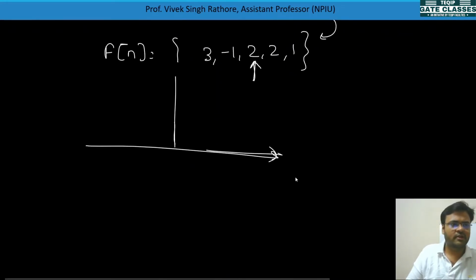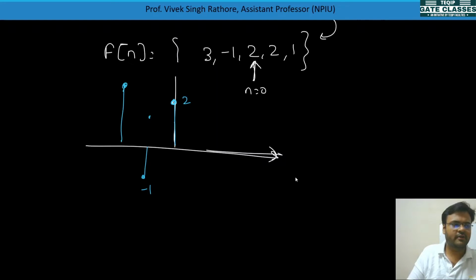So let's suppose this is actually n is equal to 0. For n is equal to 0, what value is there? We'll plot it from here. So n is equal to 0, the value is 2. For n is equal to -1, the value is -1, so I will take it as -1. And for n is equal to -2, the value is 3, so I will write it as 3. And for n is equal to 1, it is I think 2 only, so we'll write it as 2. And for n is equal to 2, here it is 1. So this can be plotted like this.